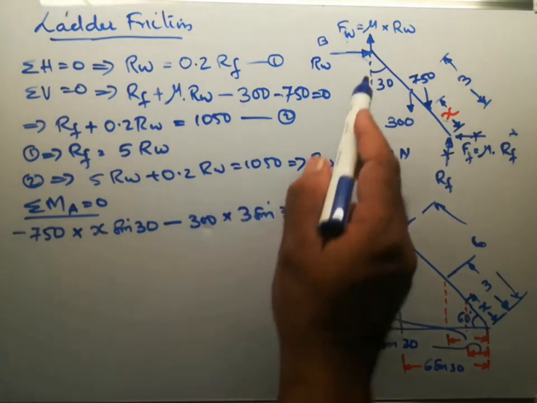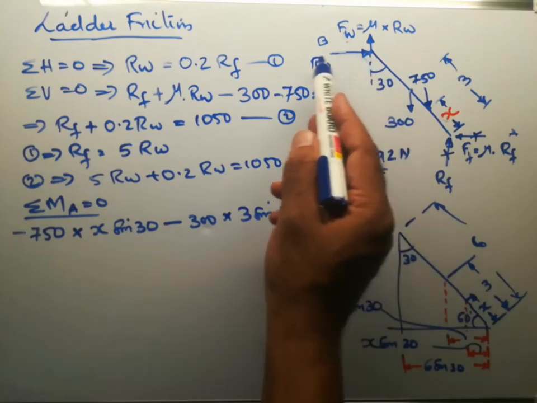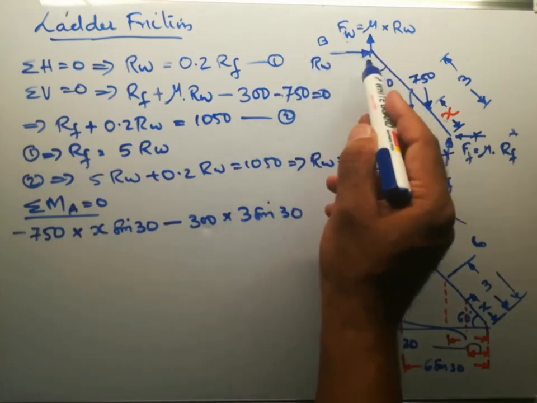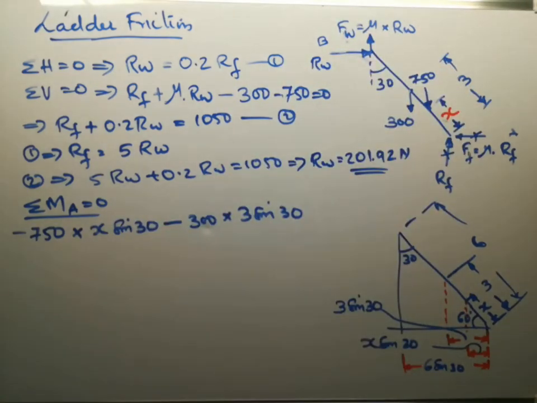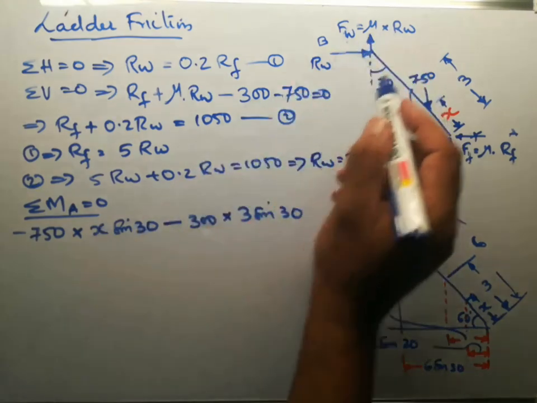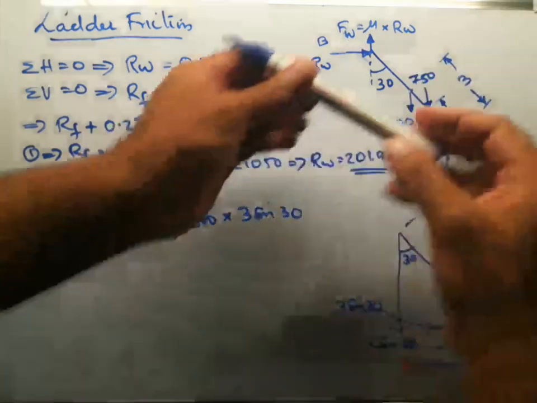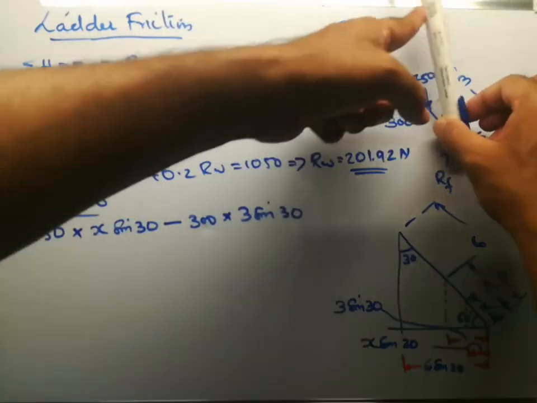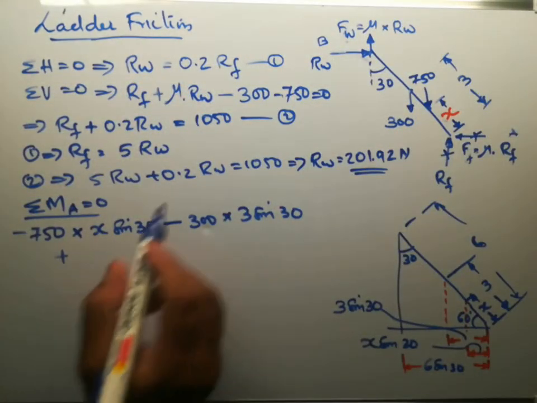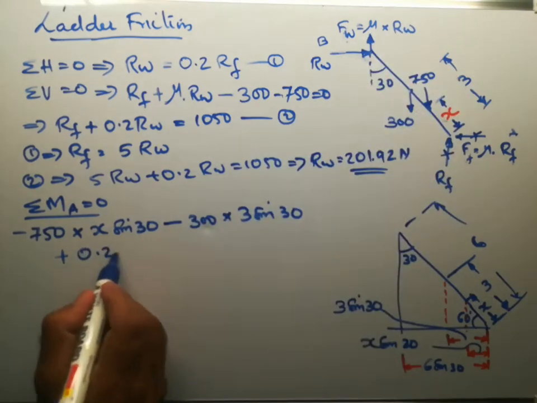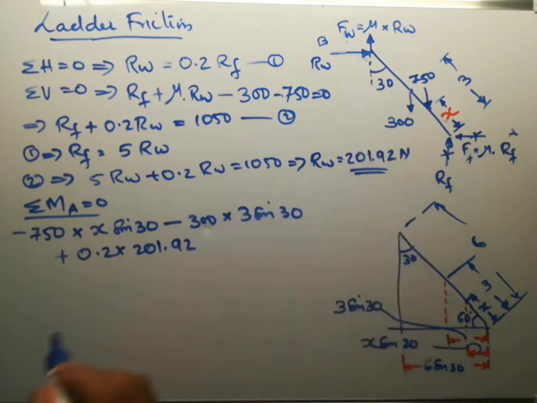then which is the other force, Rw, or we will take the vertical force as Fw, that is mu into Rw. Mu is 0.2 into Rw. That will be making a clockwise moment. If you apply the force, it will be creating a clockwise moment. So plus mu into Rw, that is 0.2 into 201.92, that is our value of Rw.